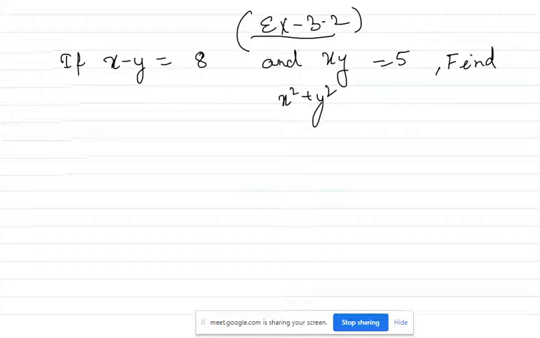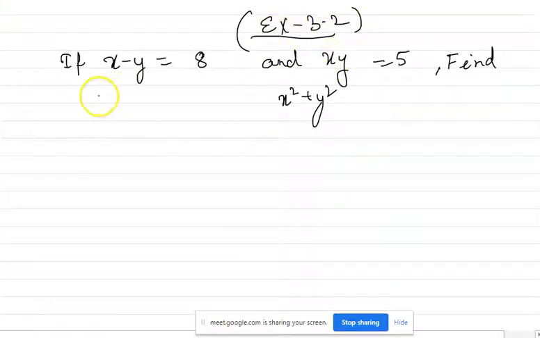Okay, so this is the question. The question is exercise 3.2 I am doing from RS Aggarwal. If x minus y is equal to 8 and xy is equal to 5, find the value of x square plus y square. Okay, so here we have to find the value of x square plus y square.